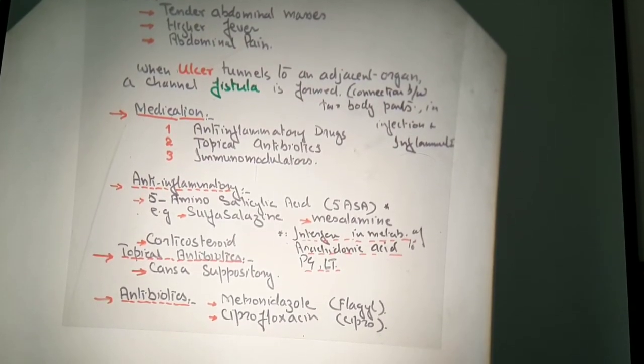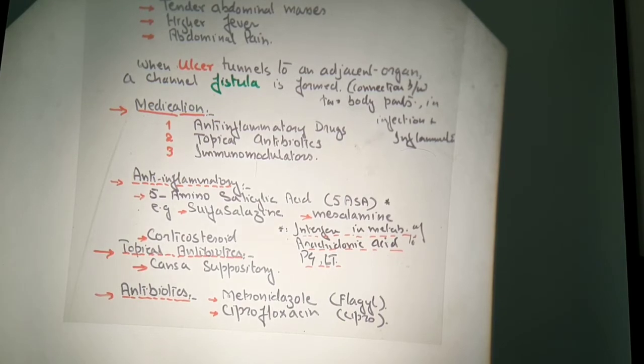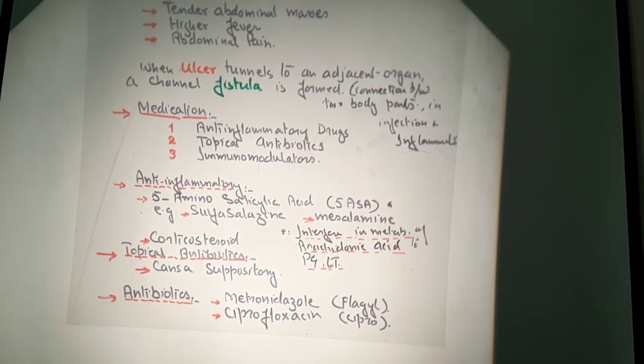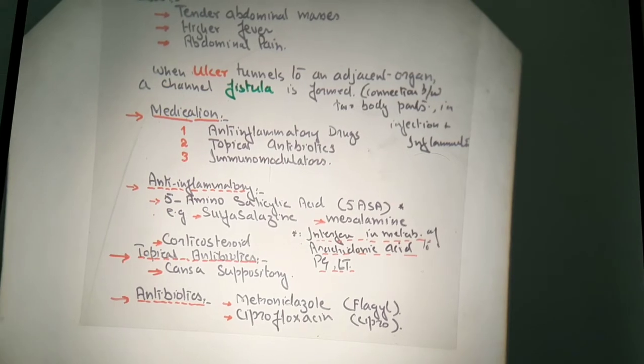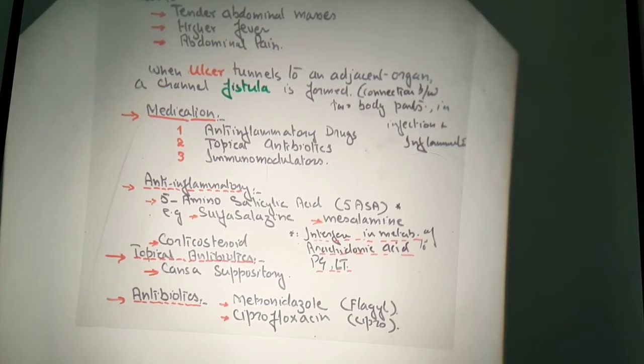Now what is a fistula? A fistula is a connection between two parts of the body. It usually arises in cases of infection and inflammation, that is, when an ulcer tunnels to an adjacent organ, a channel called a fistula is formed.